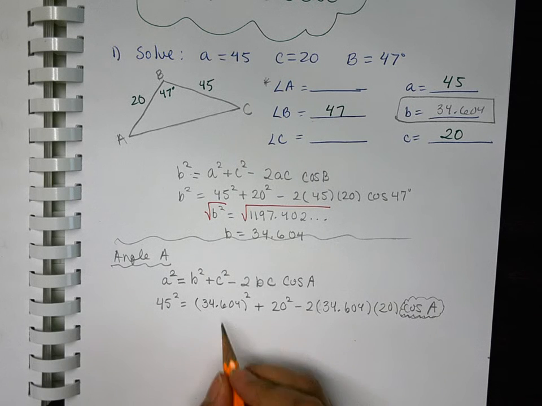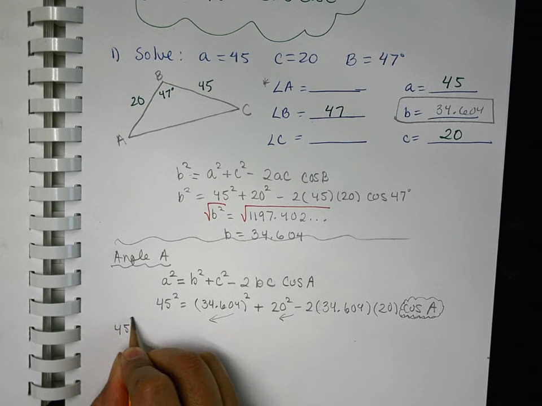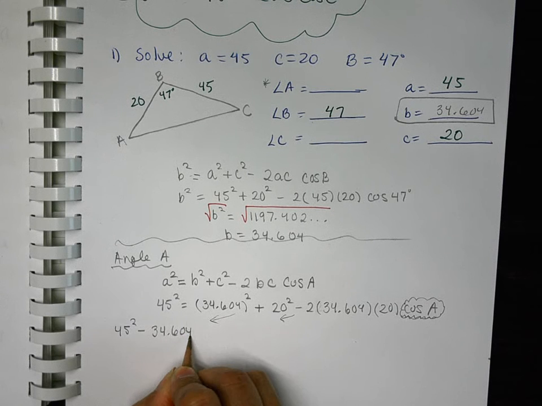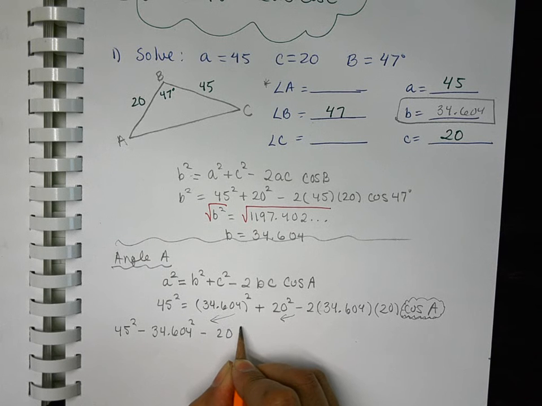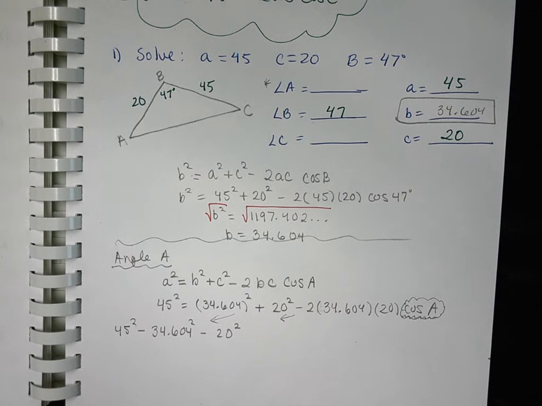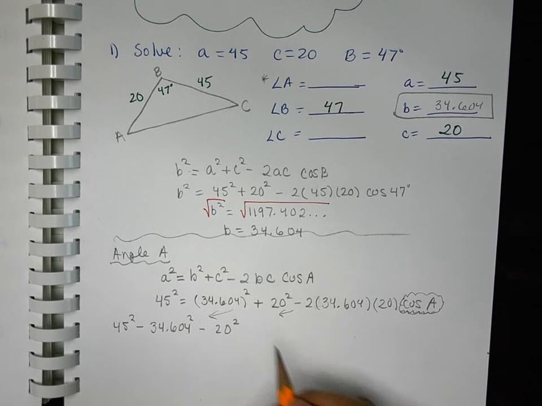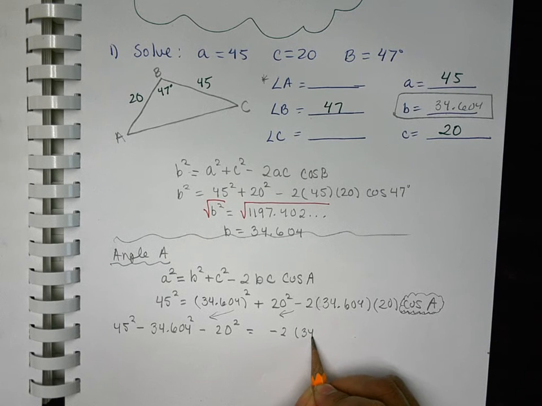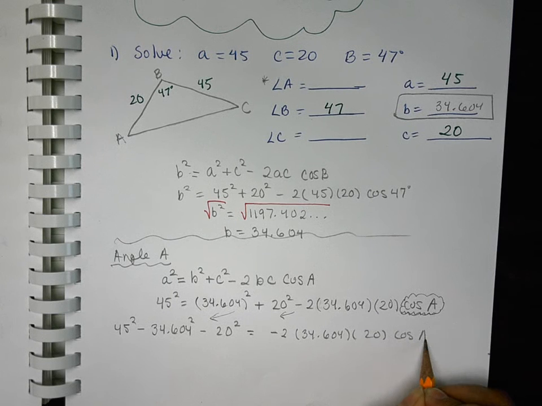We're going to move this over and this over, and it's going to give me 45 squared take away 34.604 squared take away 20 squared equals negative 2 times 34.604 times 20 times cosine of A.